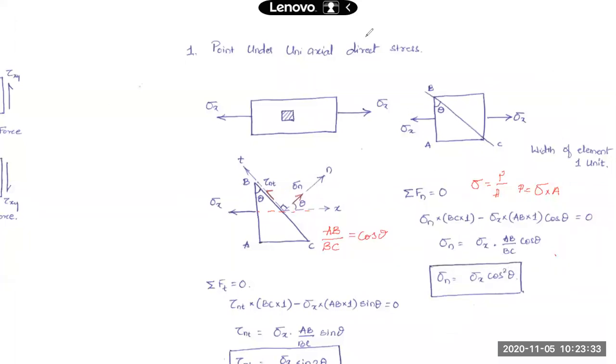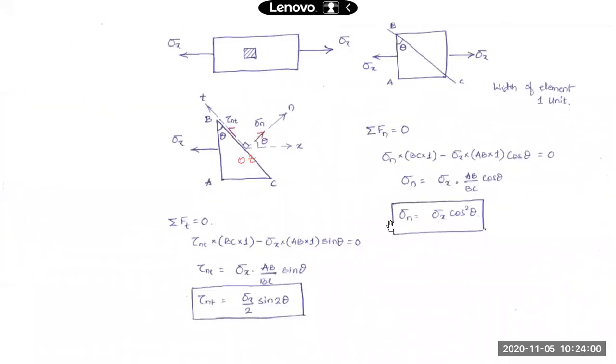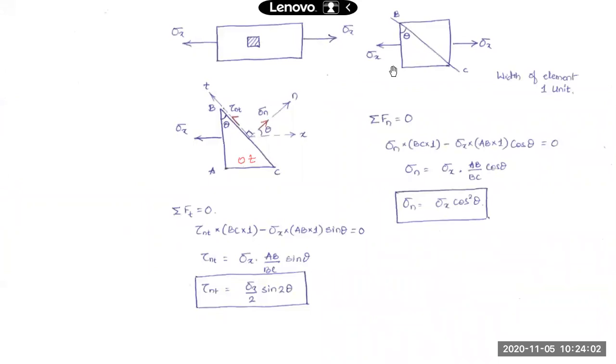Similarly, if I want to know the shearing stress applied on this plane, we will consider the equilibrium condition along this t direction. This is t over here, that is the tangential direction. If you take the sum of all the forces along that tangential direction and equate them to 0, what does it turn out to be? So try doing that. What are the forces acting along the tangential direction? One is this tau nt.